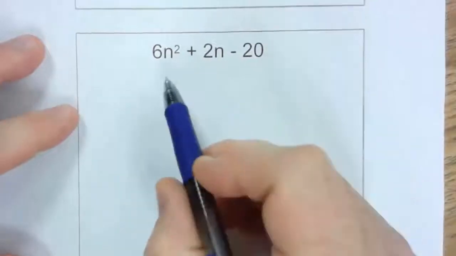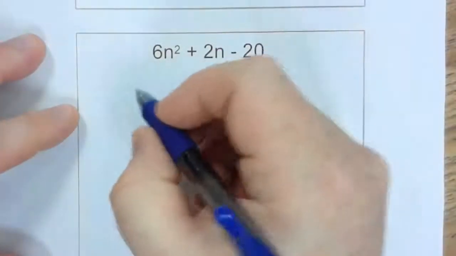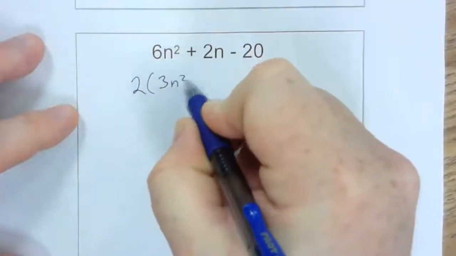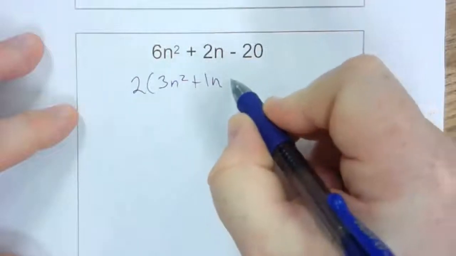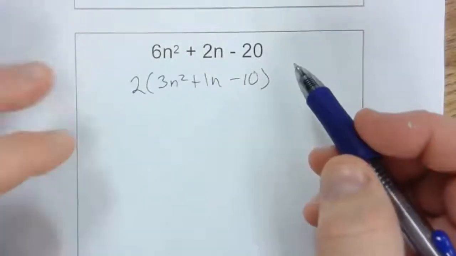For our first example here, the first thing we want to do is check to see can we pre-simplify, and yes, these all have a 2 in common, so we're going to factor a 2 out. That makes this become a 3n squared plus 1n minus 10. Now this 2, I'm just going to leave it out to the side and bring it down at the end because it is part of the factoring process.